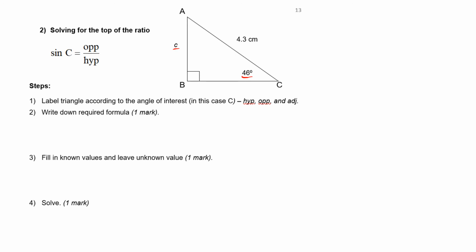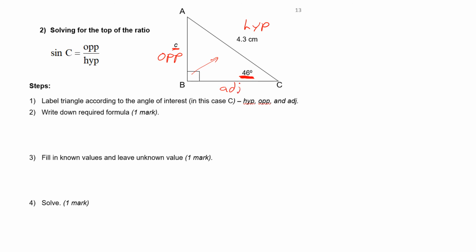So the first thing is label the triangle. Here is the hypotenuse because it is opposite to the 90 degrees. Here is c, and c is going to be our opposite, because it is opposite to our angle of interest. And that leaves this one to be the adjacent, and we don't need to know the adjacent right now.